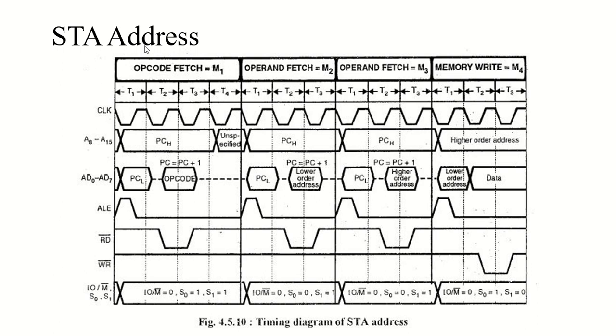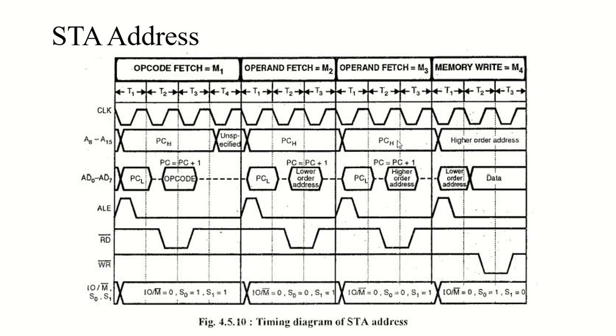Now in the third machine cycle, again the program counter places the address, the lower order address from the L register and the higher order address from the H register. Now the higher order byte of the address is read using the program counter. So during the first operand fetch, we will be reading only the lower order address. If my address is 1234, then 34 is read during the M2 machine cycle, and 12 will be read during the M3 machine cycle.